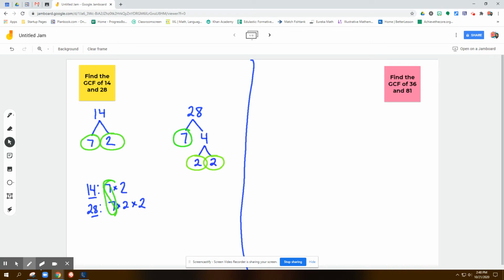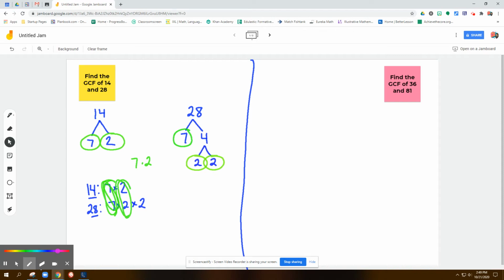I see that there is a 7 in both 14 and in 28. So 7 is a common factor. I also see that 14 and 28 both have a 2. So 2 is another common prime factor. I will not include this second 2 because 28 has another 2, but 14 does not. So they're not in common.